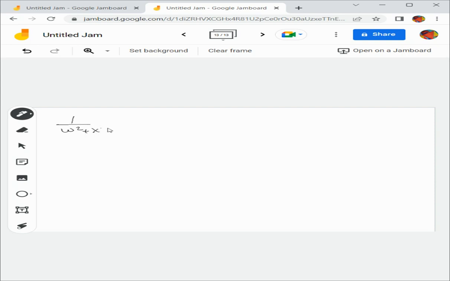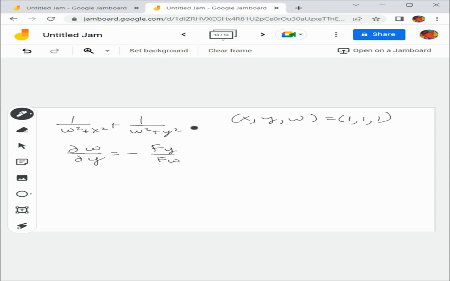Next is w squared plus x squared plus 1 divided by w squared plus y squared. So this time we have a point, which means I can actually show you the full steps probably. But I don't really want you to just plug in, so we're going to have to deal with that later. Negative fy and then fw. So it's the painful equation here. This equals 1 also. Well, that's a very painful question.